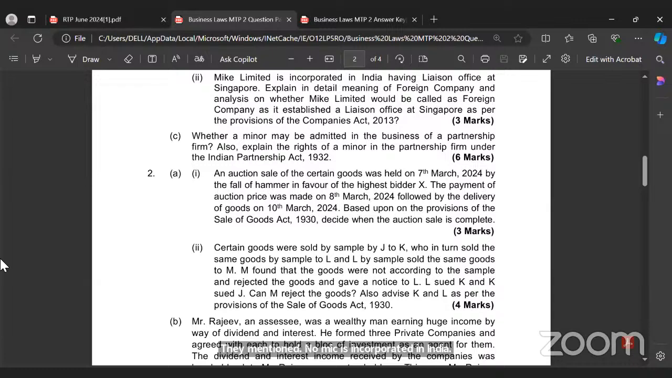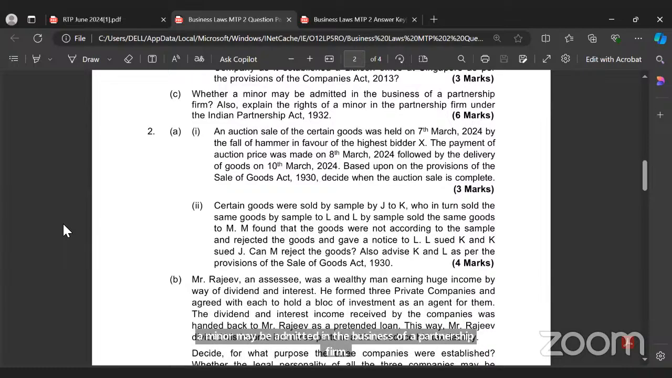Next one, C. Whether a minor may be admitted in the business of a partnership firm. This you do under partnership, right? Also explain the rights of a minor. It's a 6-mark question. So that is partnership firm. I told you, usually it's these three only: Companies Act, Contract Act, and Partnership, or Companies Act, Contract Act, Sale of Goods Act. Okay, let's go to 2A.